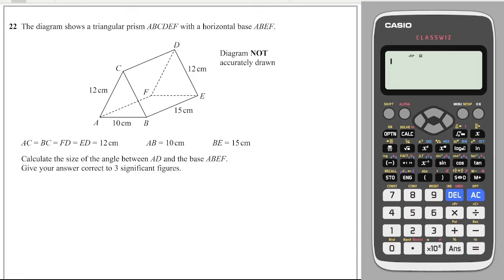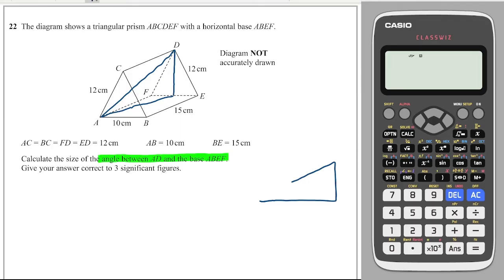Okay, let's see what they're asking for. It's the angle between AD and the base. So I would draw a line that would connect A and D, like that. Let me draw that a little bit better. And then I'll need to draw a line directly down to the plane, or in this case the base, and then I'll draw a line connecting them up. So that's the triangle that we're going to use. I'm going to draw it just here on the side, just for reference in a 2D plane.